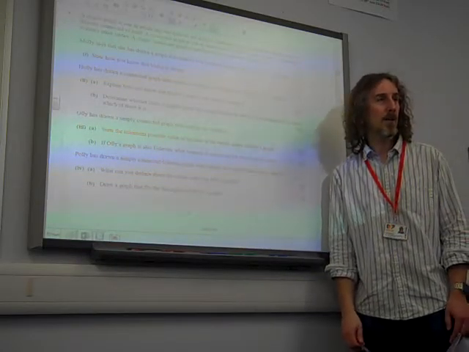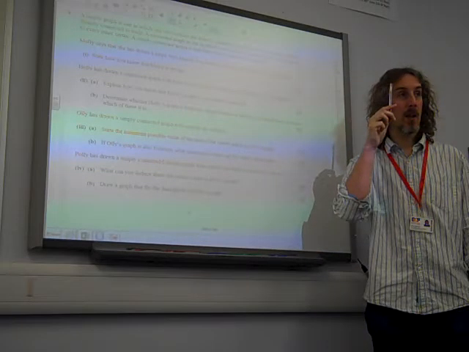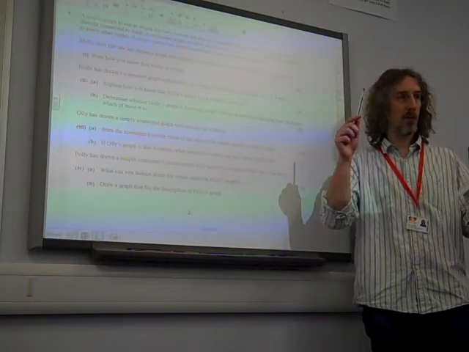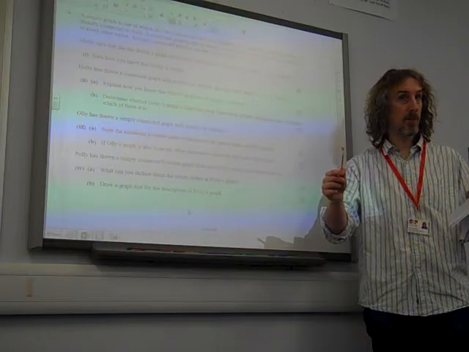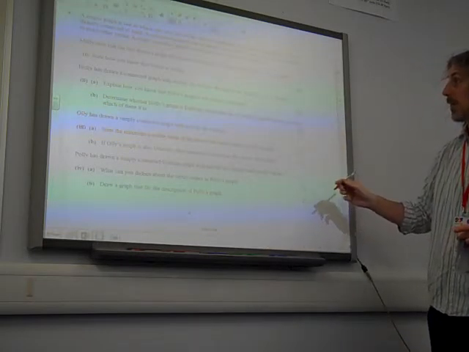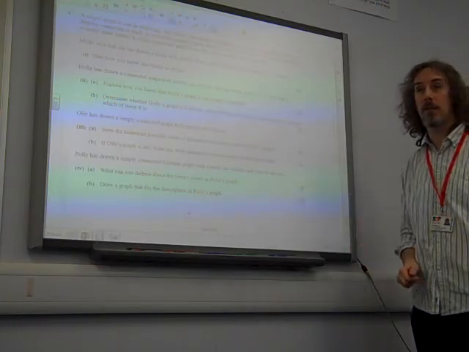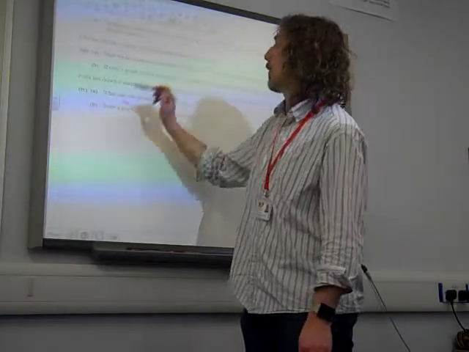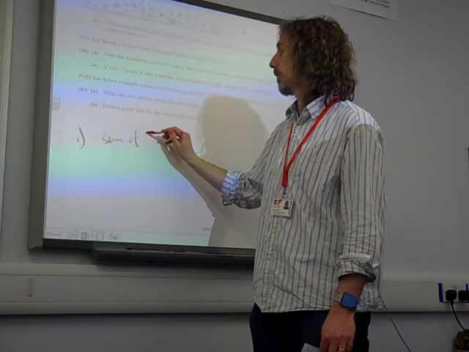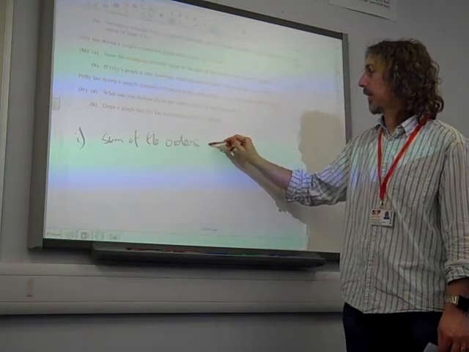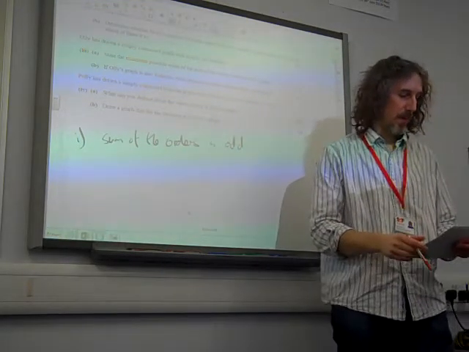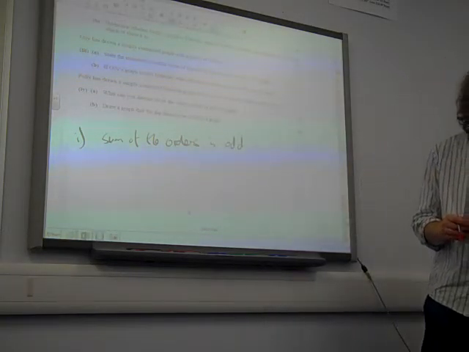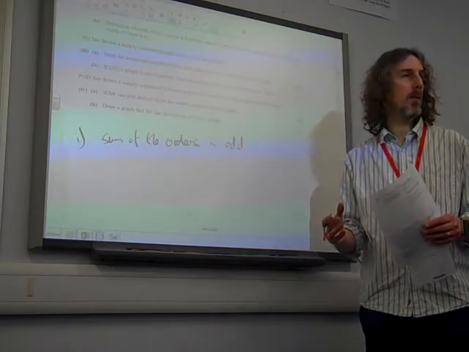And one of the basic things we know about graphs is that if you add together the orders, it must be an even number. Because every edge in a graph contributes 2 to the total of the orders, because it's got 2 ends to it. So the sum of the orders must be even. 1 plus 2 plus 3 plus 4 plus 5 is not even. So the answer to part 1 is that the sum of the orders is odd. And it can't be, a graph must have the sum of all the vertex orders be even.